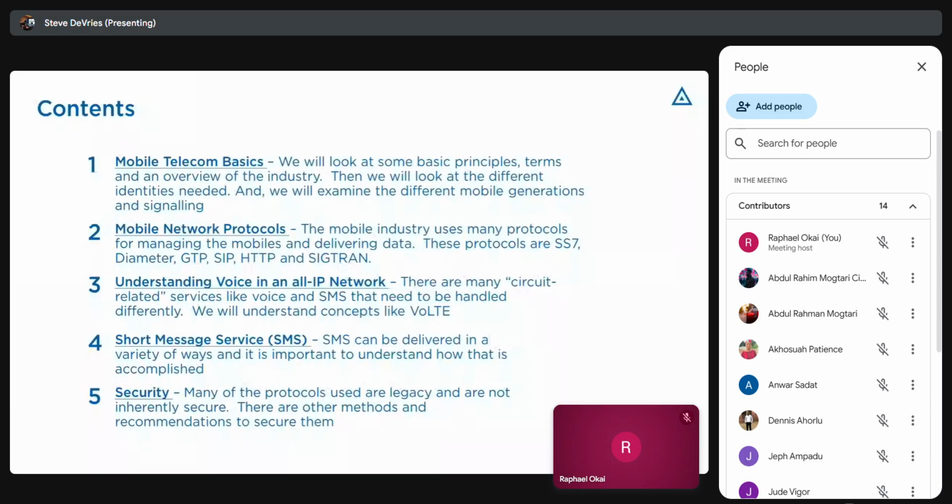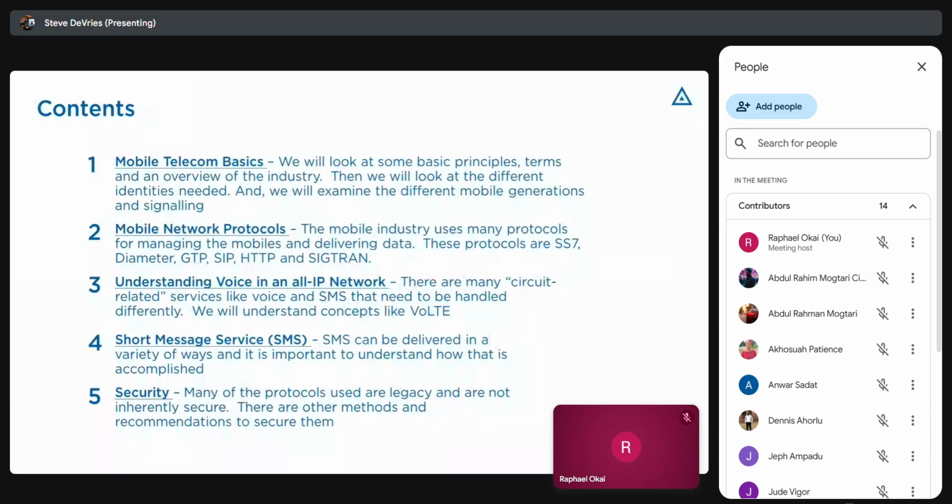Why do we go from SS7? What is Diameter? What is GPRS tunneling protocol? What is session initiation protocol? What is signaling transport? And all these different terms that are used for the generations. We'll take it very slowly and methodically through there. So that's one of the things we want in the different mobile generations, and then the signaling. So that leads us into these signaling protocols.